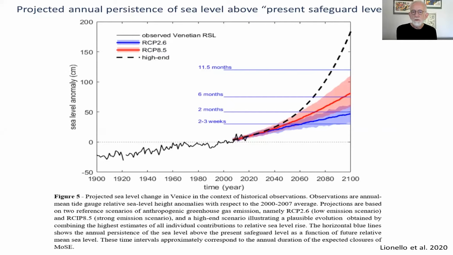This is the situation for Venice. The same calculations can be made for Alexandria. I suppose we will hear about Alexandria in a moment, about other coastal cities. Essentially, we're moving towards a situation where managed retreat will be the only option, and it's not an option that I would like to consider.